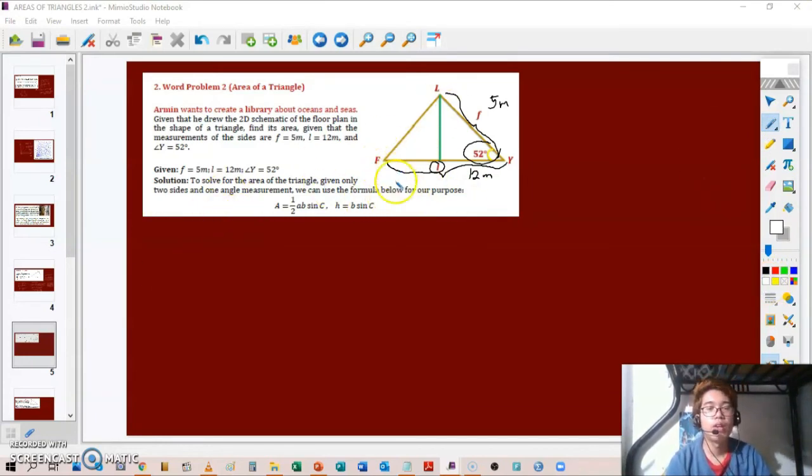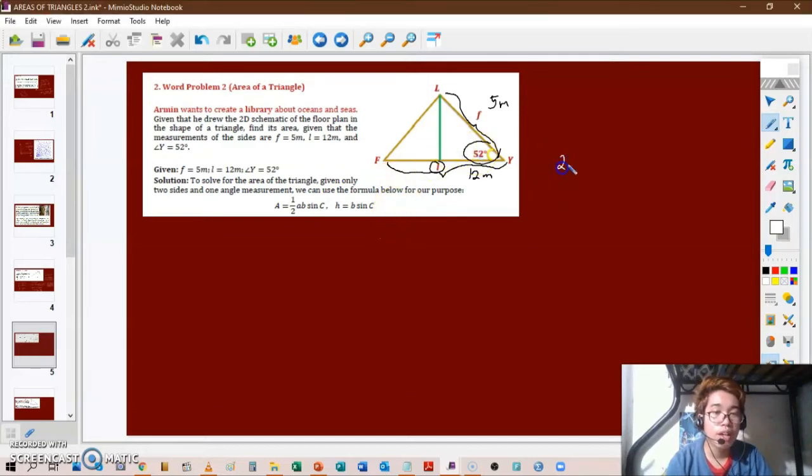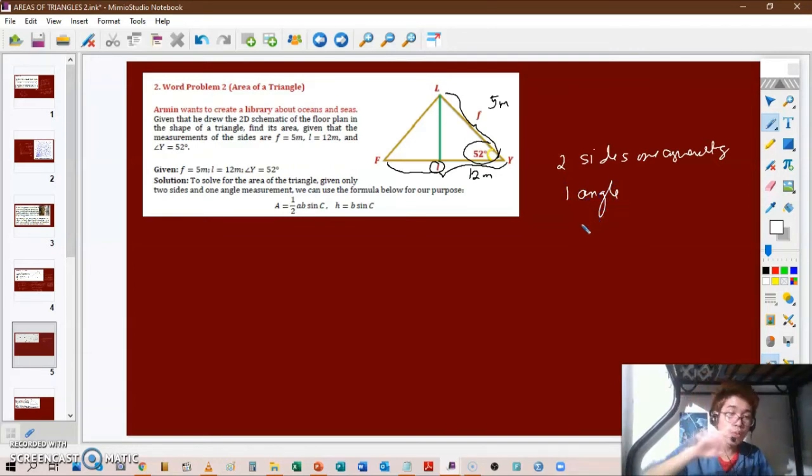So to solve for the area, we're given two side measurements and only one angle. Then we can use the first sine function formula for finding the area of the triangle. Okay, so it's given by this formula right here.